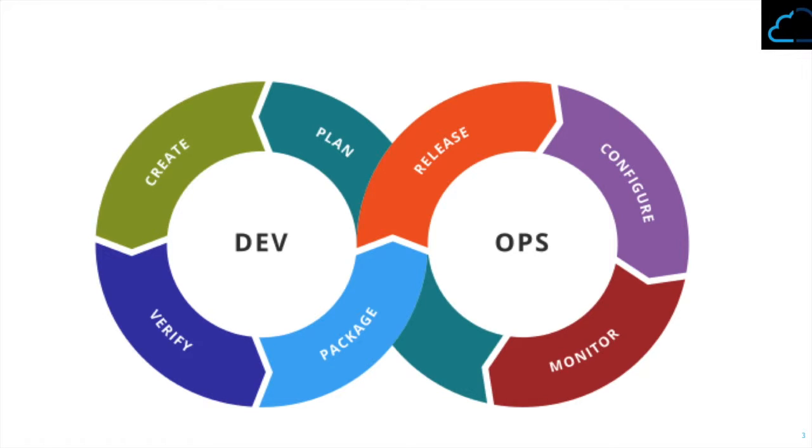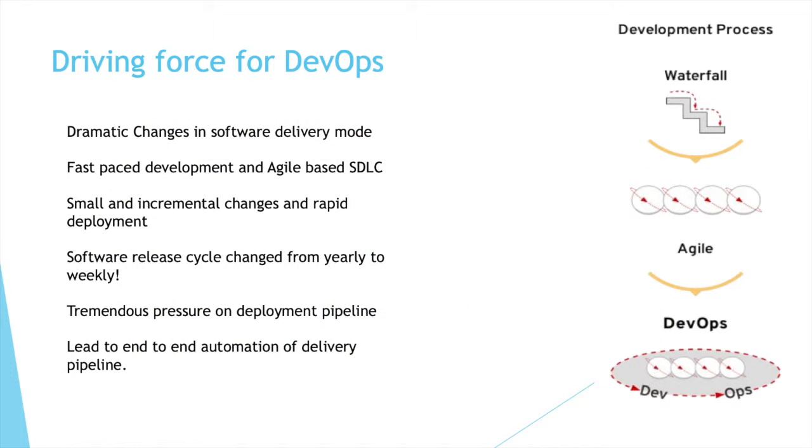Let's go and see what the driving forces are for the evolution of DevOps. The key factor for the evolution of DevOps was the dramatic change in the software delivery model. Waterfall used to be a very popular model back in the day, but in the past decade or so, as more and more software development cycles have adopted agile development methodology, it has led to the evolution of small and incremental changes and rapid deployment.